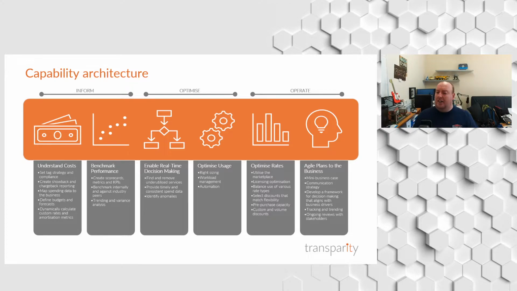And then finally, it's around operate. So it's around defining and executing different processes that then enable the goals of technology, finance, and the business to be achieved successfully. And the pillars that sit within Operate are around optimize rates and your agile plans to the business. So optimizing rates is making sure you use things like the marketplace.